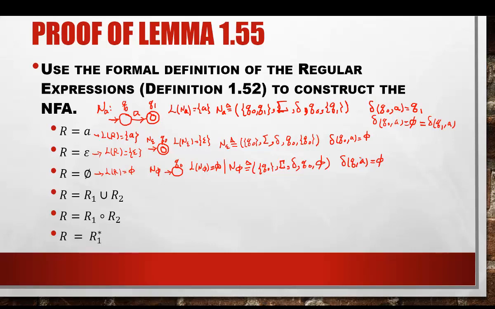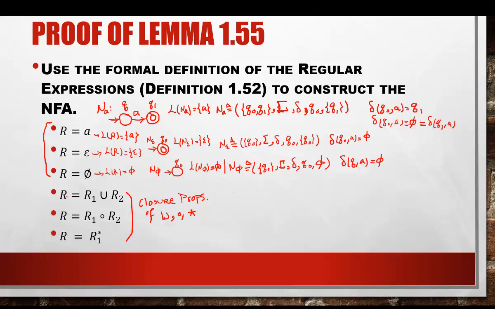Okay, so we built our base cases of the finite automaton for the languages. So how are we going to now prove the others? What we're going to do is prove each of these operations. Effectively, I'm going to invoke the closure properties of union, concatenation, and star.